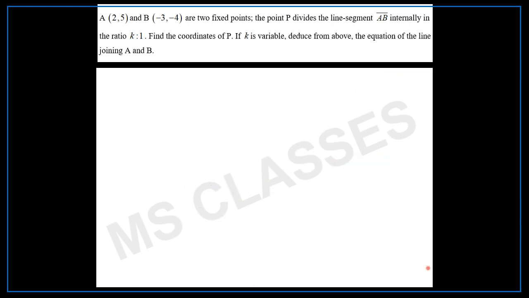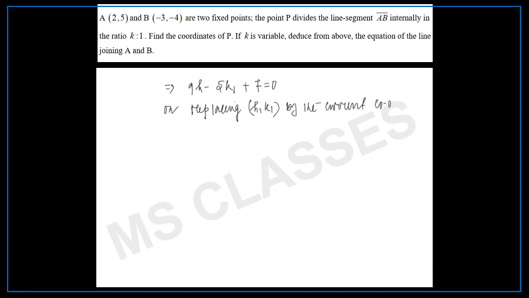So what we get here is 9h - 5k1 + 7 = 0. This is what we have got. Now, replacing (h, k1) by the current coordinates (x, y), we get the required equation.